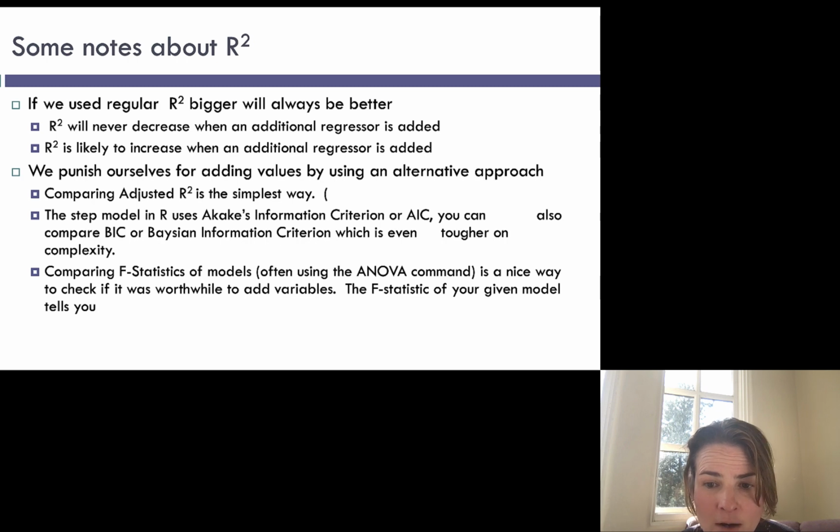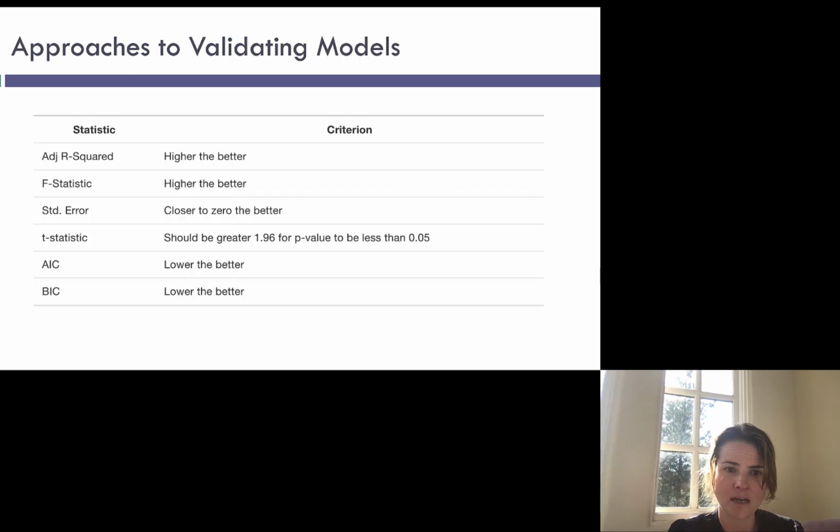The ISLR book likes us to compare F statistics of the models as a nice way to check if it was worthwhile to add variables. And so we'll use the ANOVA command with the two models to get there. I have a handy dandy table for you with all of these approaches to validating models. What's the right one? What's the best one? Well, we're going to use them in balance.